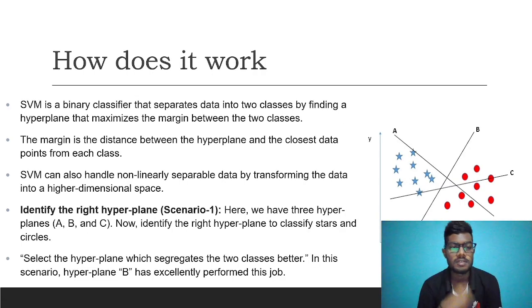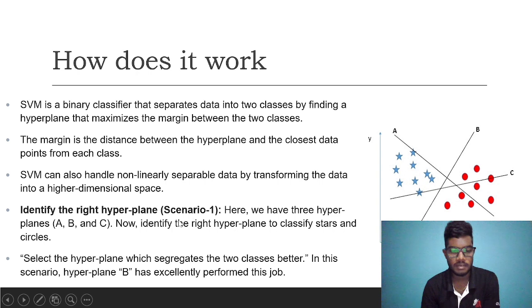Let's know how does the SVM work. SVM is a binary classifier that separates data into two classes by finding a hyperplane. Here A, B, C are the three hyperplanes, and we choose the one that maximizes the margin between the two classes. The margin is the distance between the hyperplane and the closest data point for each class. SVM can also handle non-linearly separable data by transforming the data into a higher dimensional space.